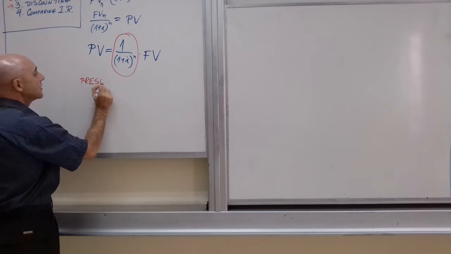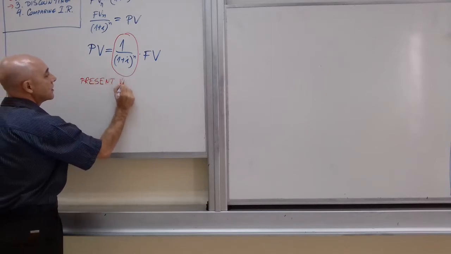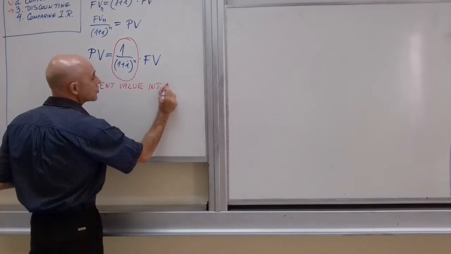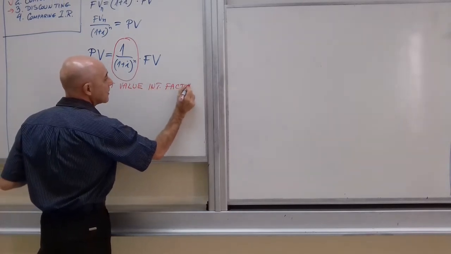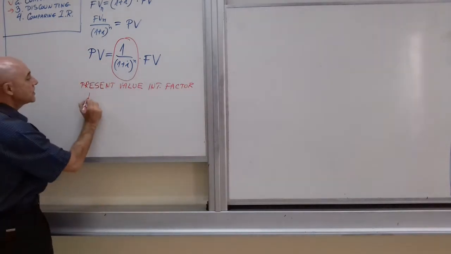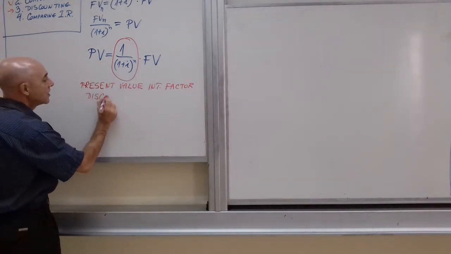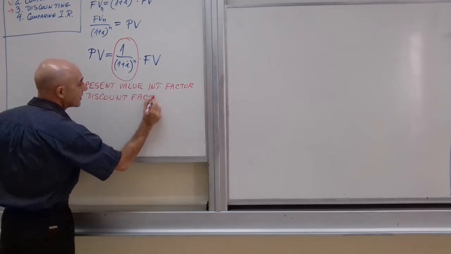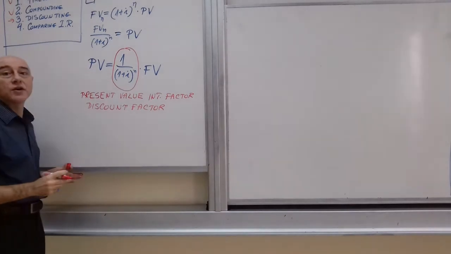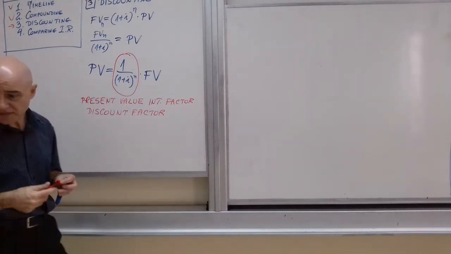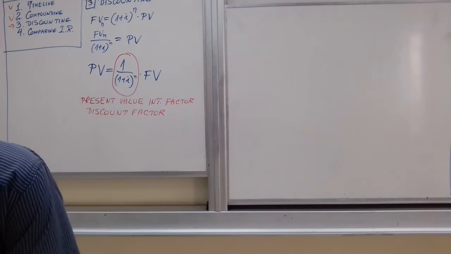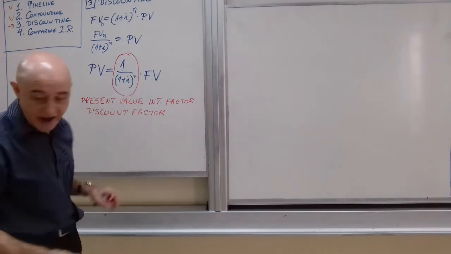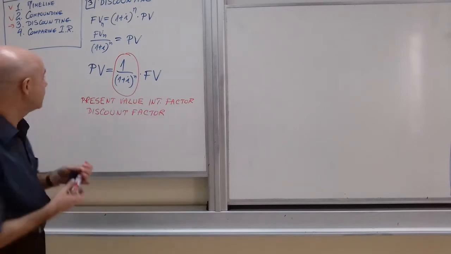present value interest factor. Back in the old days, we just called it a discount factor. All right. So discount. Let's see what else I got. Present value interest factor. That's page 154.